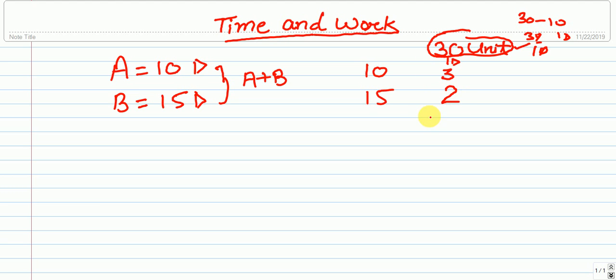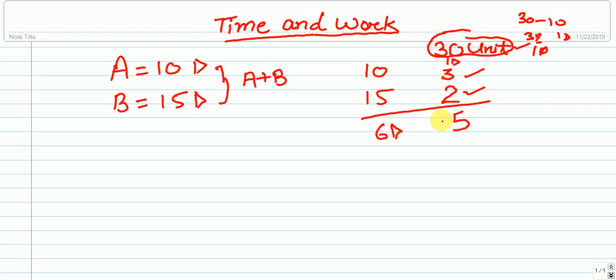Now if they are working together, that means 3 units plus 2 units, how many units will they complete? 5 units together they will complete. Now, in order to complete 30 units, at 5 units per day, it is 30 by 5, that is, they will take 6 days.